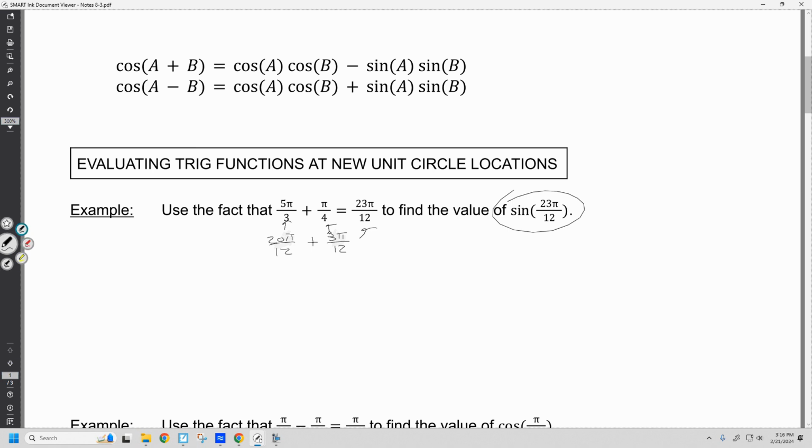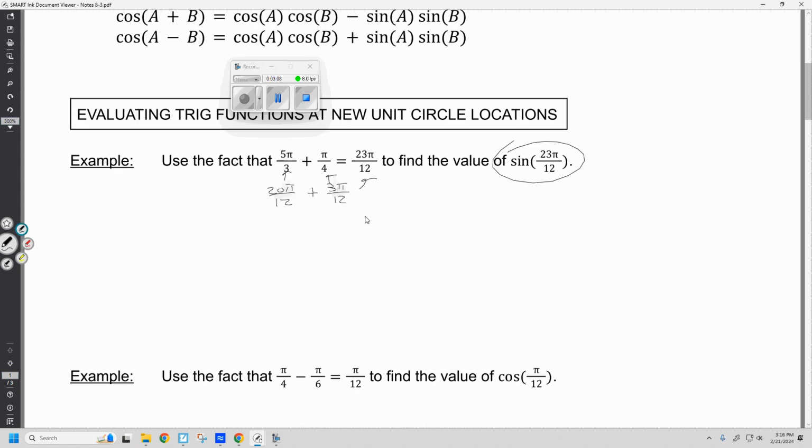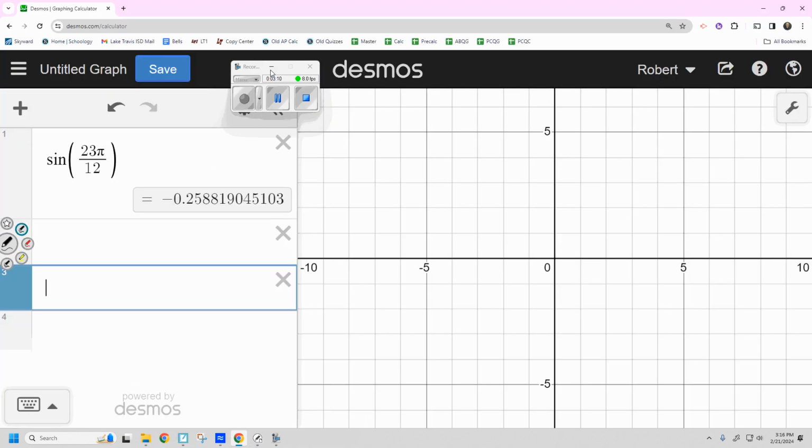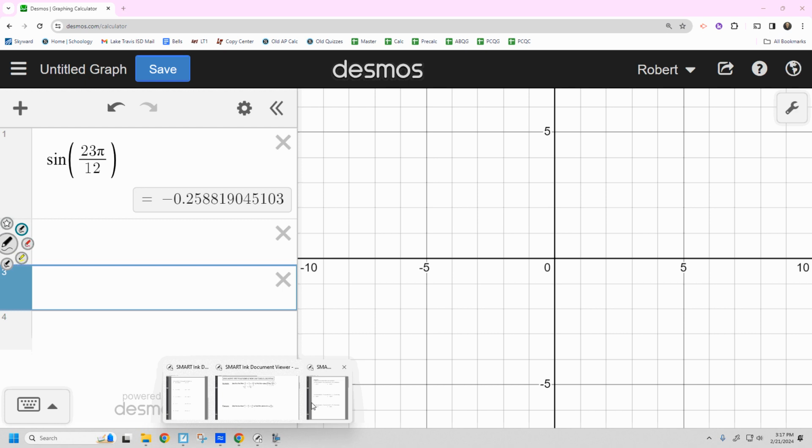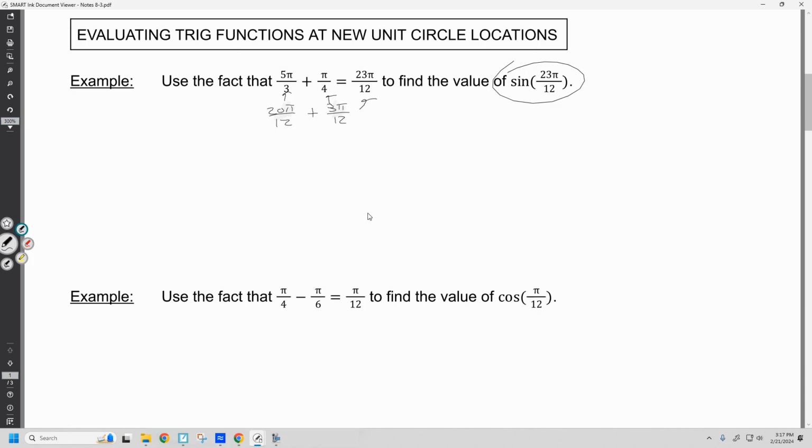We know what the end is going to be. It's got to be something like 0.2588. Your calculator uses calculus to get that answer. So, how are we going to get this answer without using calculus? We're going to use the sum identity for sine. We're going to find the sine of 5 pi over 3 plus pi over 4, because I know this is the same as 23 pi over 12.